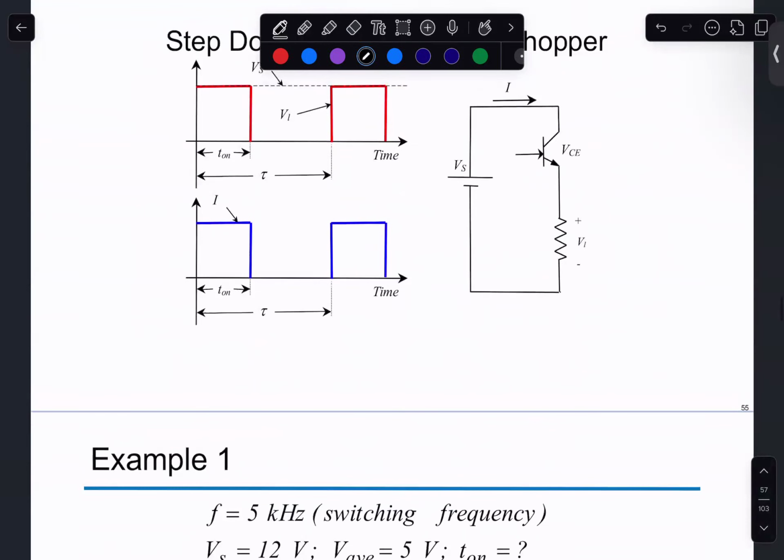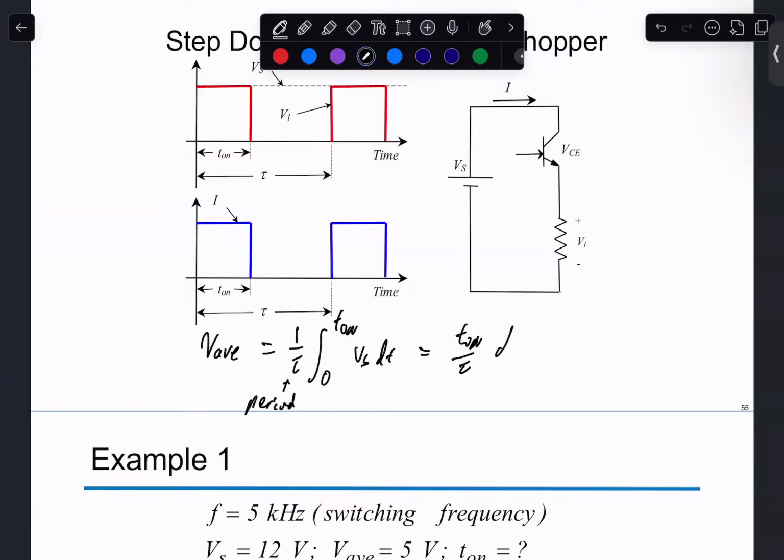And the average voltage is extremely easy to calculate: 1 over tau, integral from 0 to T on of Vs dt. Recall tau is the period. So it's T on over tau times Vs, which is just the duty cycle times Vs, right? So the average output voltage is a number between 0 and 1 times Vs, some fraction of the input voltage.